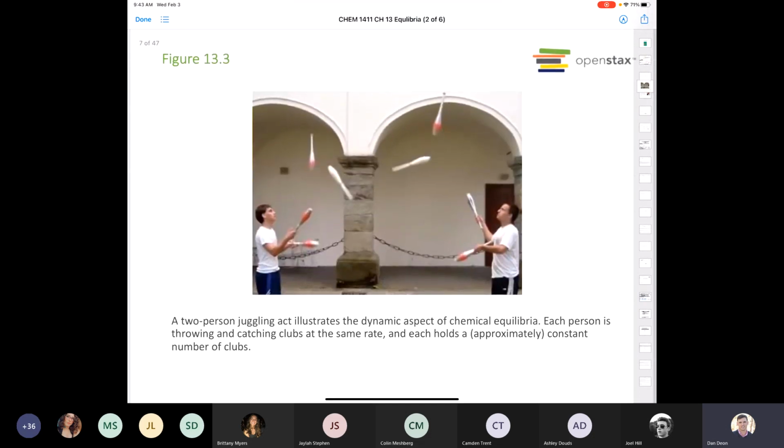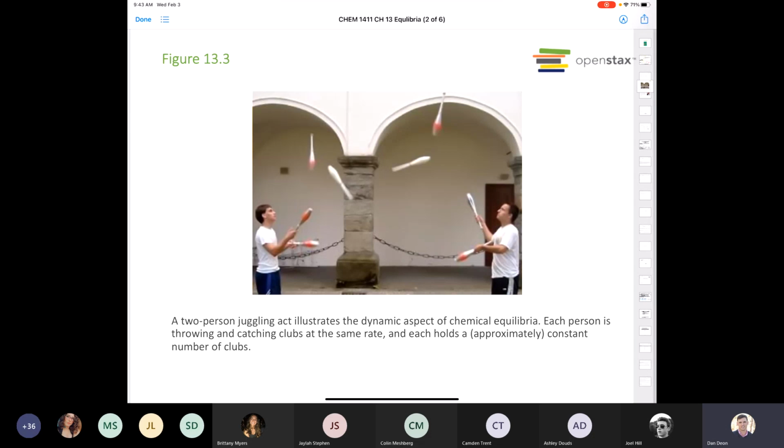This is a picture from our textbook. You've got to understand that equilibrium is a dynamic process, right? Even though it appears as though nothing's happening, when the concentrations remain constant, there is still a forward reaction and a reverse reaction, but they're occurring at equal rates.